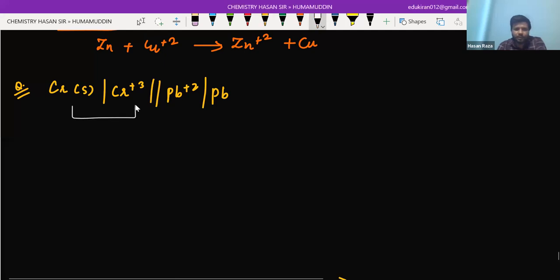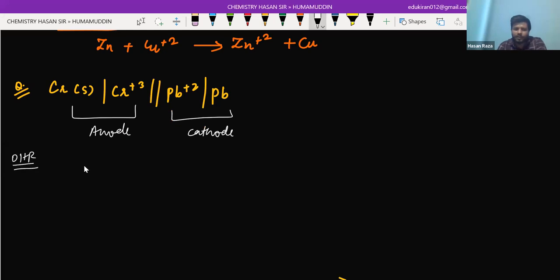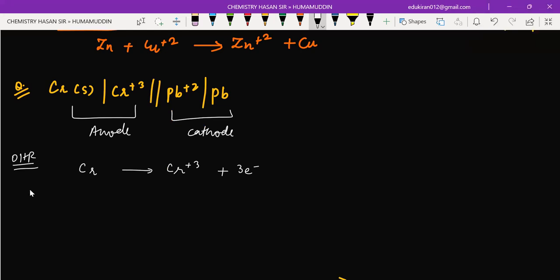So this is the first method you are going to use. This is your anode and this is your cathode. At the anode, oxidation happens, so OHR, that is oxidation half reaction. Cr is converting itself into Cr3+. So you can see from 0 to +3, that means it loses 3 electrons. Yes or no? It lost 3 electrons, Humam? Yes.